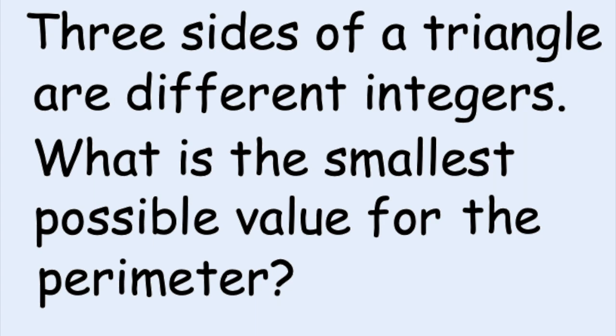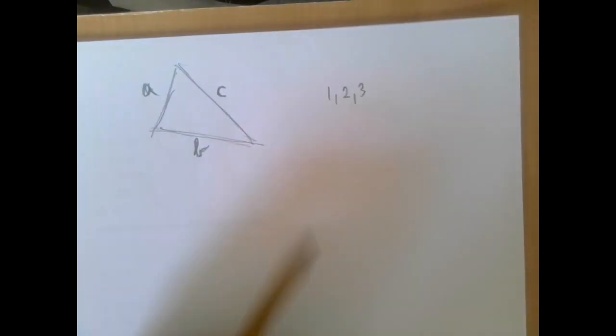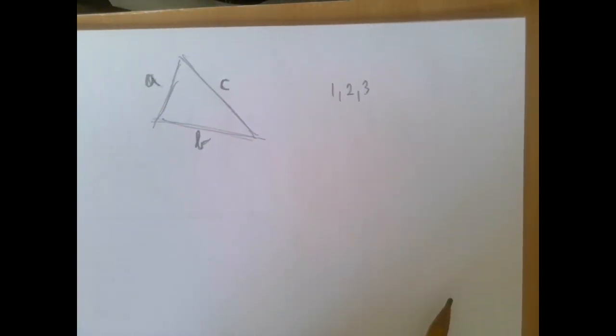So the question is, given that the three sides of the triangle are all different integers, what is the smallest possible value for the perimeter of this triangle? So for integers, something like 1, 2, 3. Well, how about 1, 2, 3? 1, 2, 3 would be the smallest possible way to have three positive integers, right?